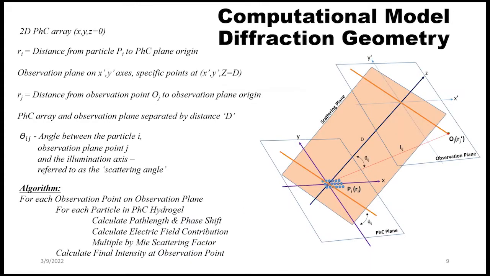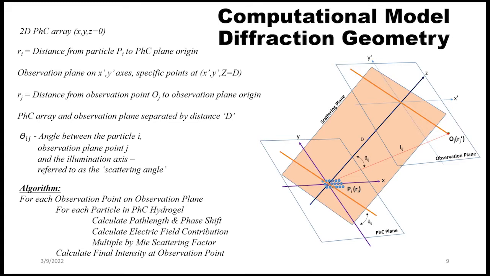So how does the simulation actually work? Our simulation has two planes. One is the photonic crystal plane and the other is the observation plane. The photonic crystal plane has all the particle arrays, and the observation plane has the observation points. So for each observation point on the observation plane, we do the following. First, for each particle in the photonic crystal hydrogel, we calculate the path length distance and phase shift.